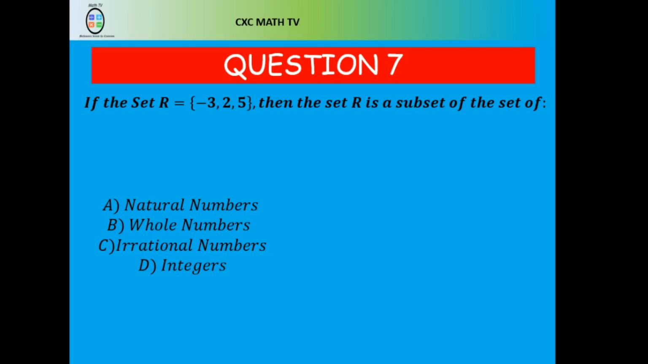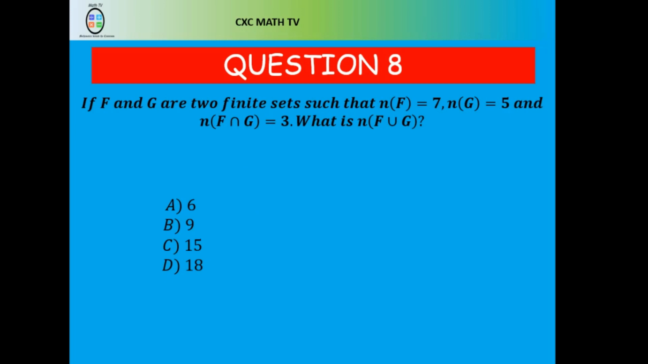Alright, do this question for me. Pause the video and attempt. It says if the set R is {-3, 2, 5}, then the set R is a subset of... First thing, negative 3 is a what? Integer. It's a negative integer. 2 is an integer. 5 is an integer. So it has to be just integers. It's positive and negative integers. Option D. Question 8. Pause the video and attempt this question.